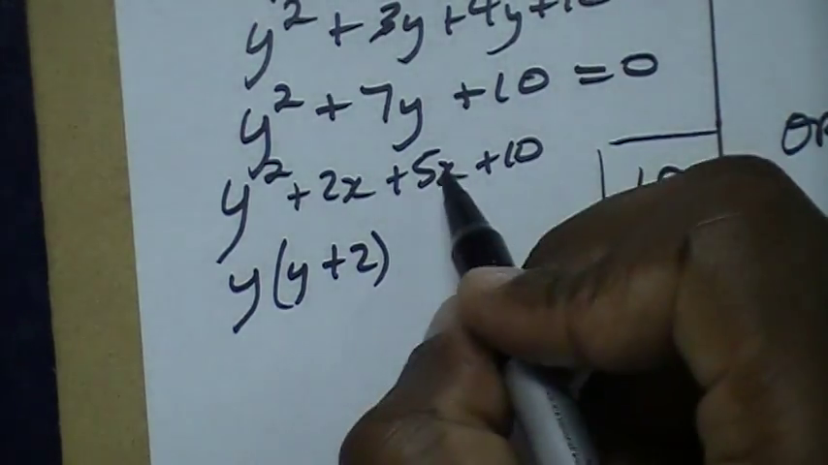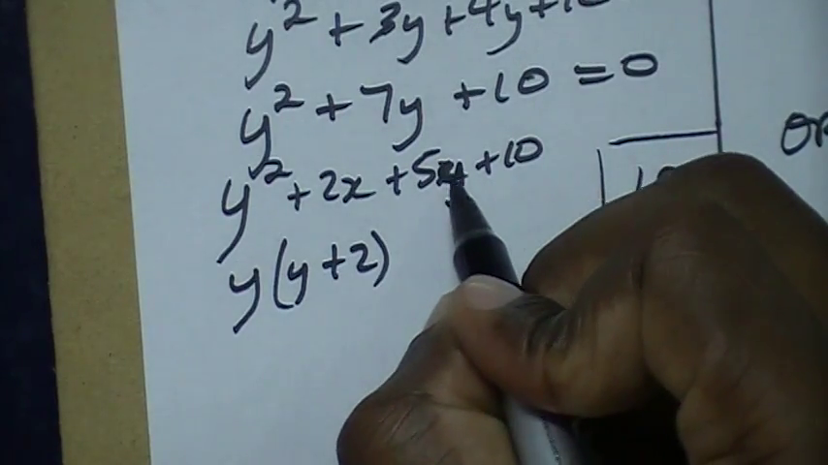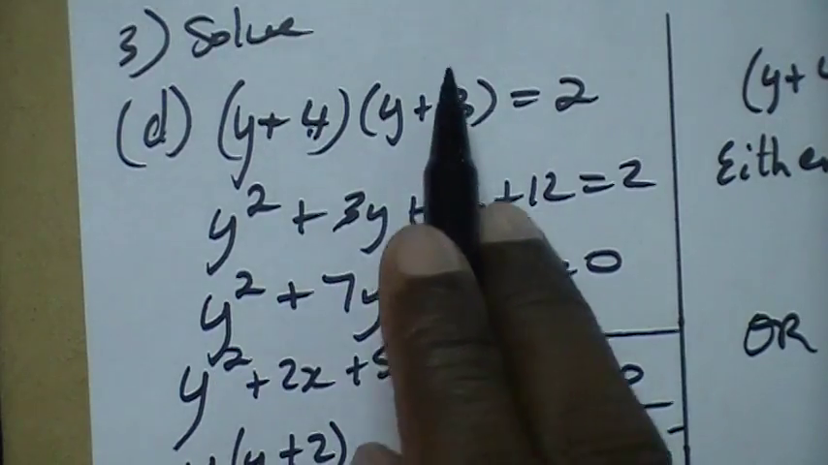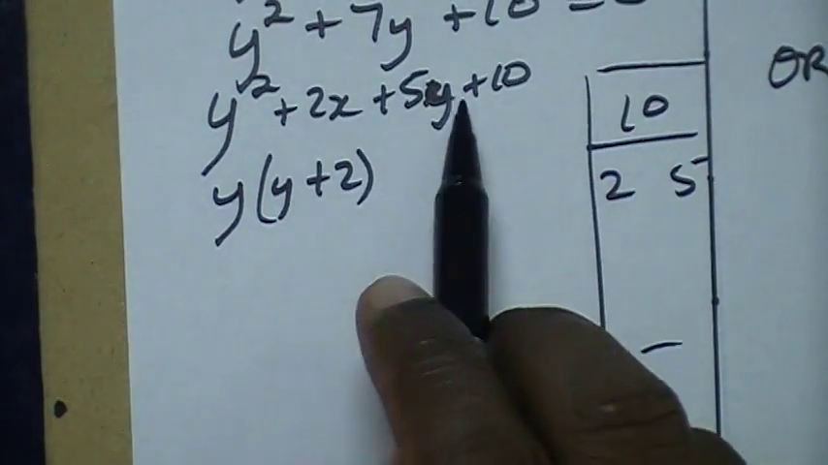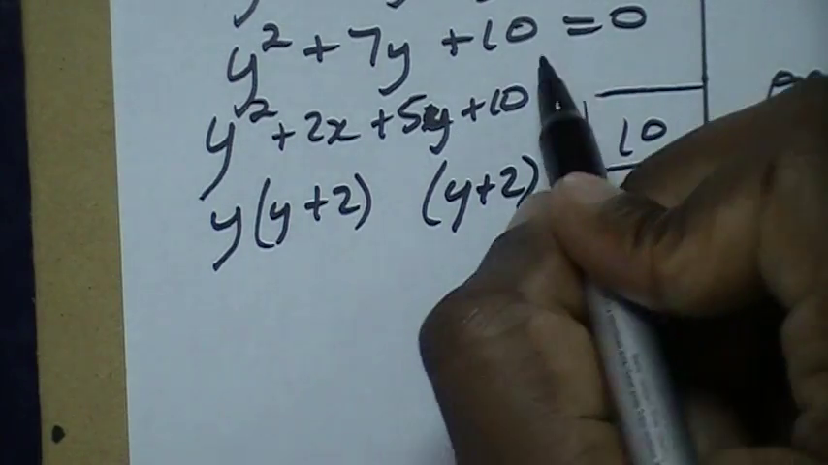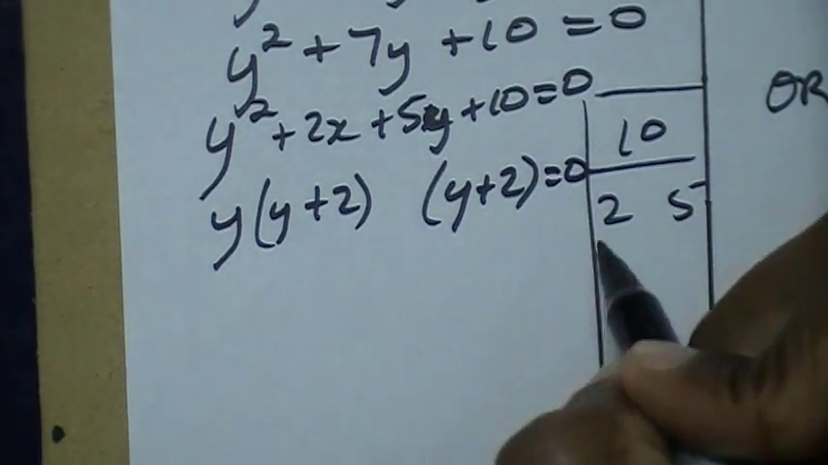I made a mistake here. This should have been y, because we're not dealing with x. Okay, notice this is pure y. So sorry about that. It should be 5y. This will give us y plus 2. Don't forget to put the equal 0.